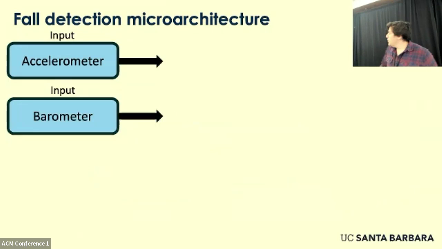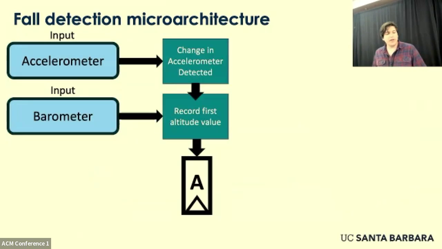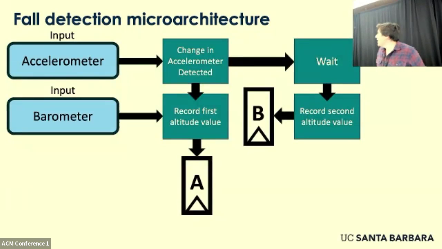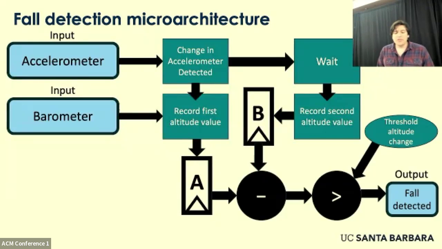And just to illustrate this, we have a microarchitecture ready for this purpose. We take our accelerometer and our barometer, and when we notice that a change in acceleration has occurred, we record the first value of altitude into a register A. Then we wait a little bit and record a second value of altitude into register B. We do some very fancy arithmetic, and we can see whether you've fallen far enough that a fall has been registered. So now we can detect falls. And by the way, this is foolproof. Nothing could ever go wrong here.